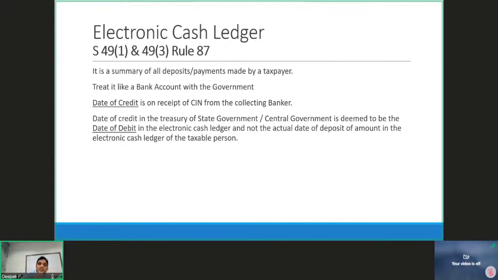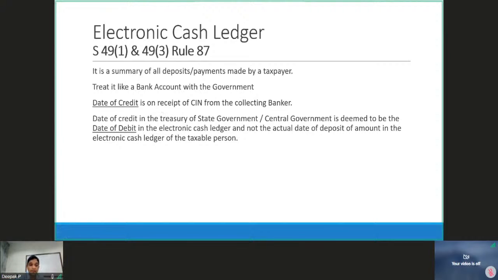The date of credit is on receipt of CIN from the collecting banker. What is the CIN? This is called Challan Identification Number. Once I make the payment through any of the modes of payment, a challan gets generated. On generation, on receipt of a challan identification number, the credit in my cash ledger is reflecting. So amount is credited means the amount is reflecting in my cash ledger. I can utilize this for payment of various things. This is the date of credit in the electronic cash ledger.